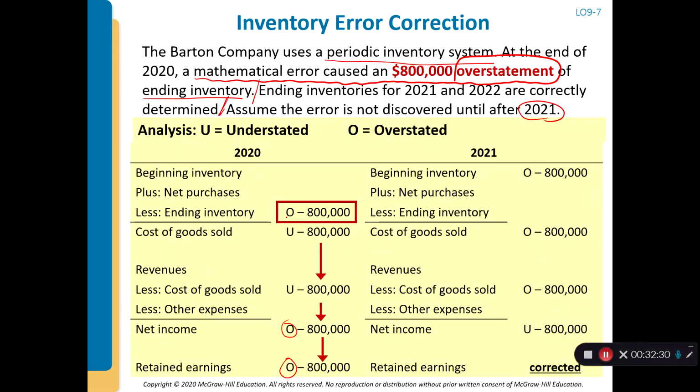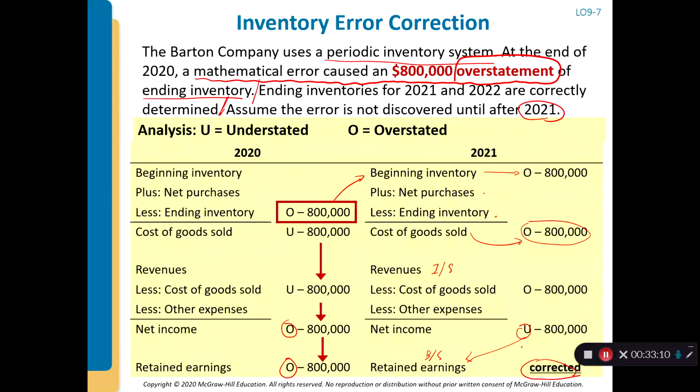And then because you overstated the ending inventory of 2020, that means you overstated your beginning inventory for 2021. Even though the net purchases and ending inventory for 2021 are accurate, it doesn't matter. The cost of goods sold is overstated again. And then because the cost of goods sold is overstated, that you carry into the income statement, that results in understated net income. And then the understated net income carried into the balance sheet retained earnings gets canceled out by the prior year's overstatement, hence the retained earnings is a corrected number.